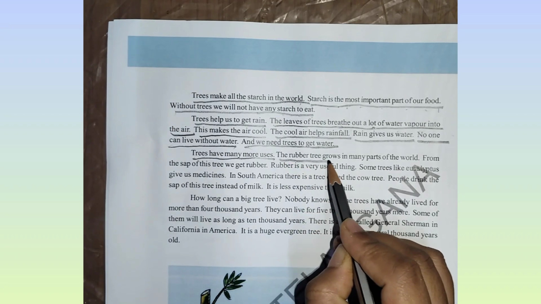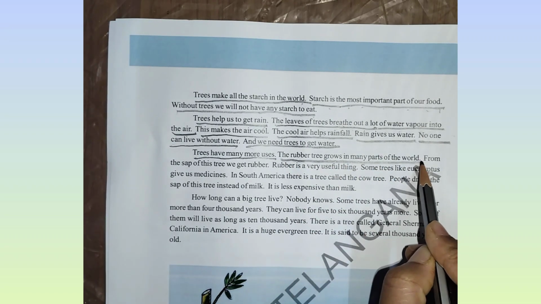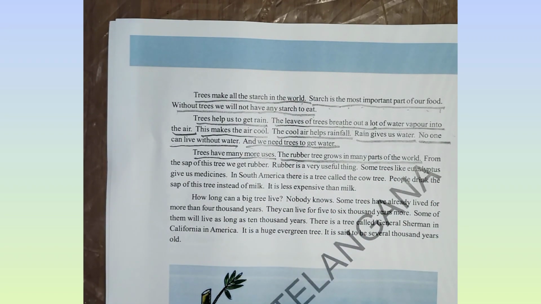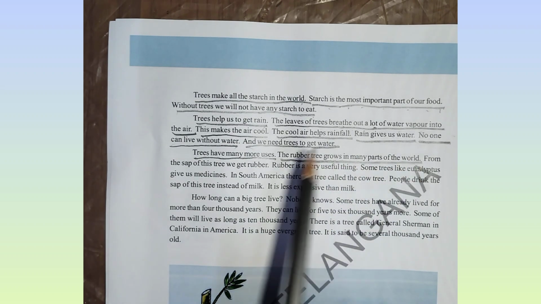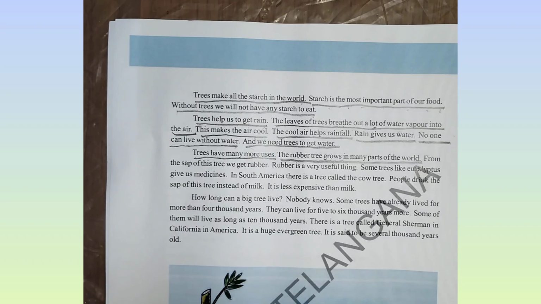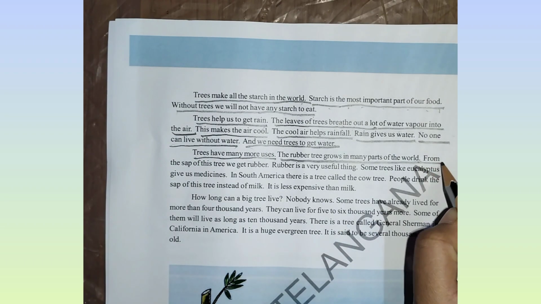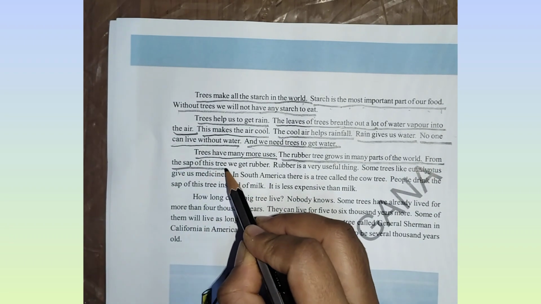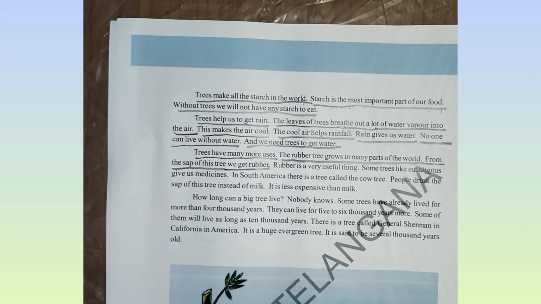The rubber tree grows in many parts of the world. What rubber do we usually use for study purposes? An eraser. Rubber in this sense means an eraser, and that eraser is made with the help of trees only. From the sap of this tree we get rubber.